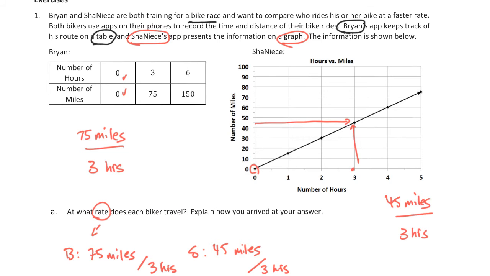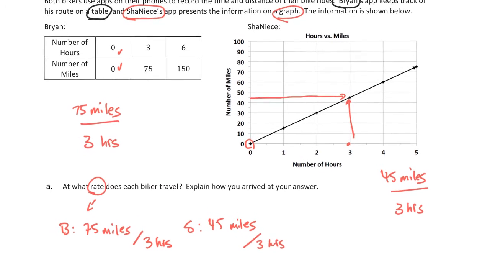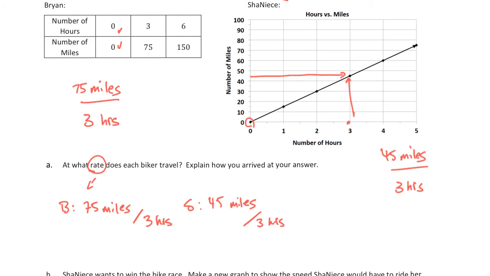Now, of course, another way you could do this is from each person's data, you could actually do this with unit rates too, right? So I'm just going to put this as a little side note. You could also do this with unit rates, okay? Because we can find a unit rate for each person, Brian and Shanice. If I know he goes 75 miles in 3 hours, then I can figure out how fast he would go in 1 hour, okay?